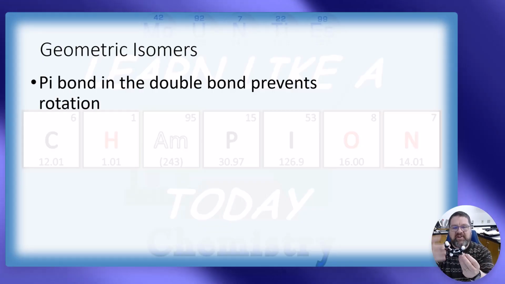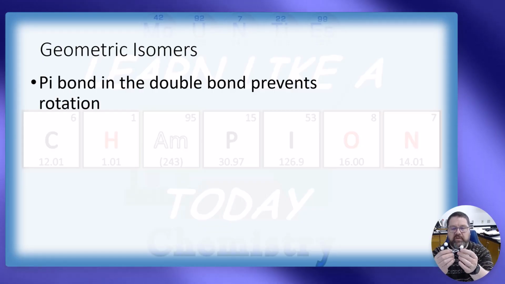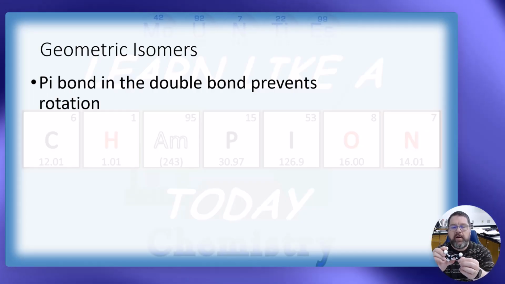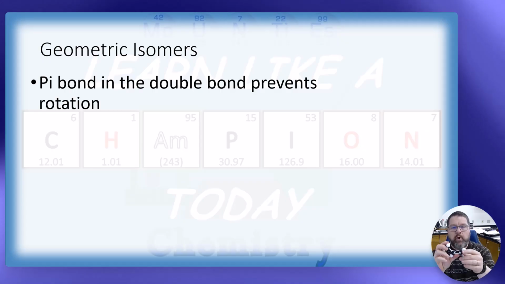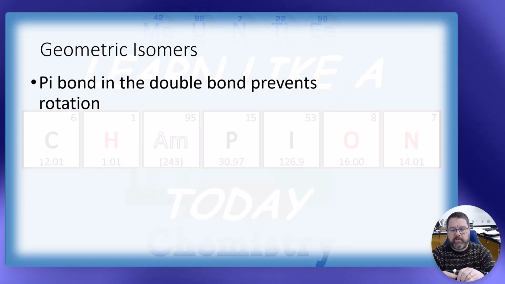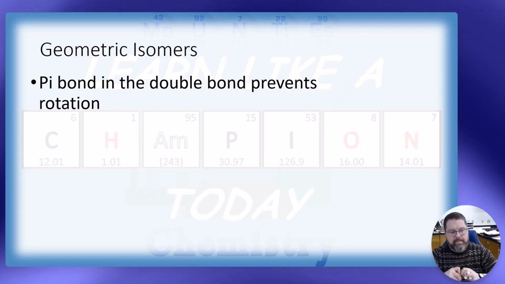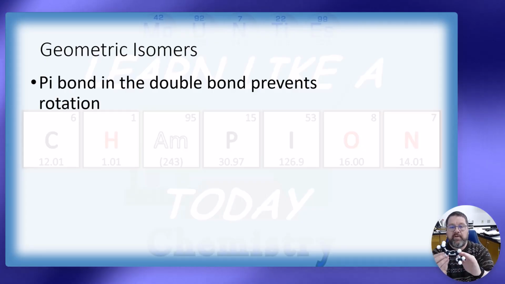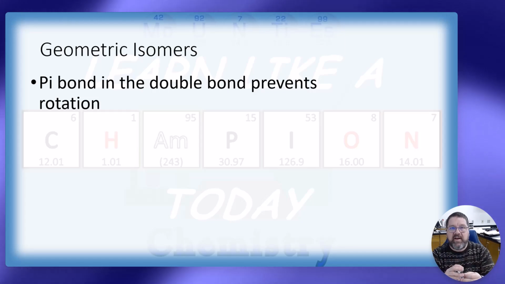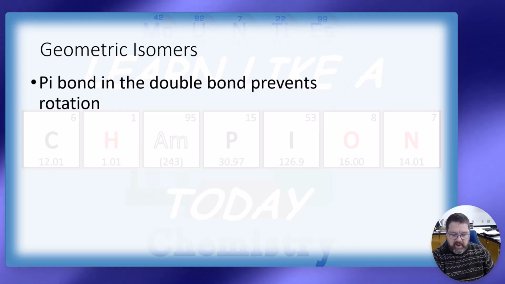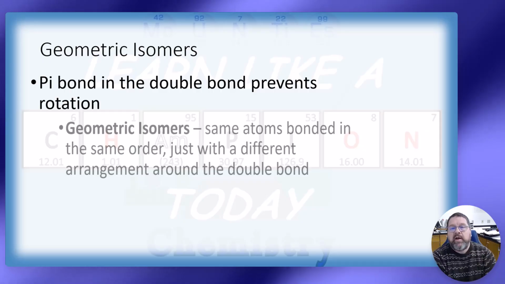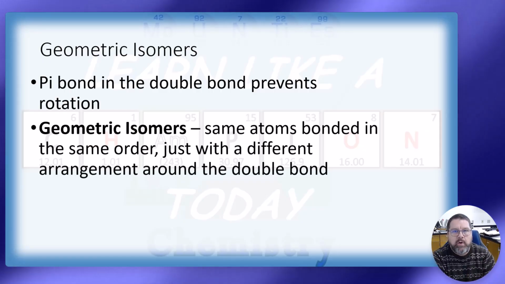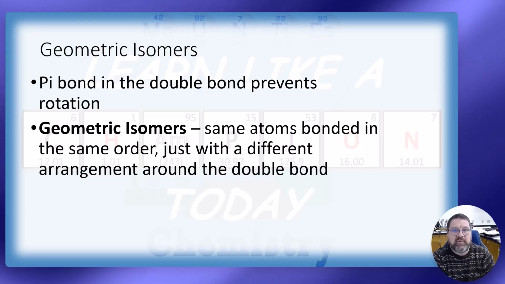So whatever's attached to those vinylic carbons, that's what those carbons are referred to as, their positioning, whether they are catty-corner to each other, or if this one were down here and they were on the same side of the double bond, that's going to give us a distinctly different compound. And so we call these geometric isomers, atoms that are bonded in the same order, but they just have a different spatial arrangement around the double bond.